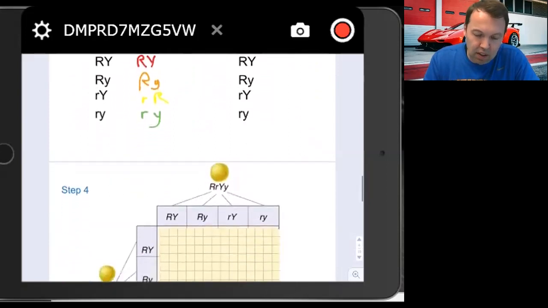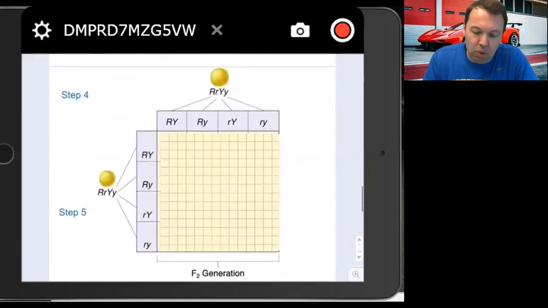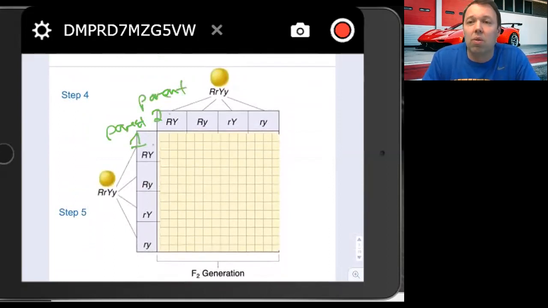All right, so let's go to the next square. Next step. Step 4 is to do the cross. So you need to set up a Punnett square. And so here would be, for example, parent 1. Here would be parent 2. It usually does not matter if you put parent 1 across the side or across the top, but it does matter that you put the letters in order the way that you FOILed them. So make sure you do that.